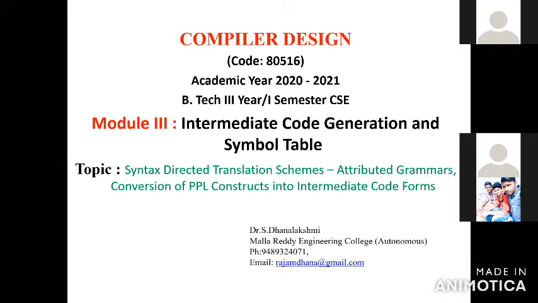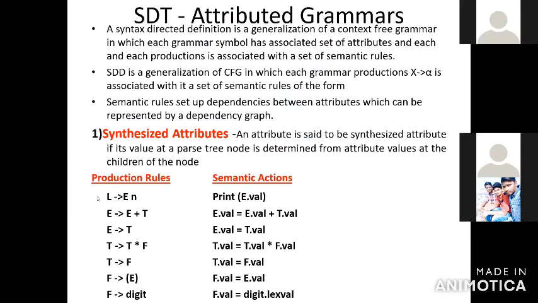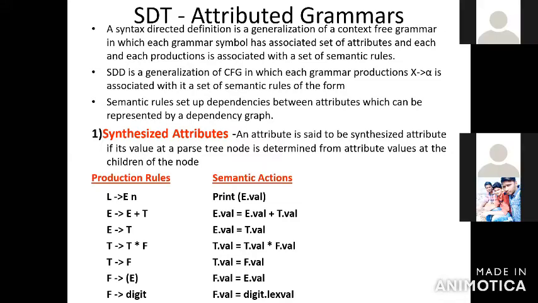So we are using attribute grammar. Syntax directed translation means it is a generalization of context free grammar. So based on the given expression, you have to construct the context free grammar. In that context free grammar, we have a set of production rules as well as semantic actions. Based on the production rule, you have to associate some semantic rules. It's a generalization of context free grammar.